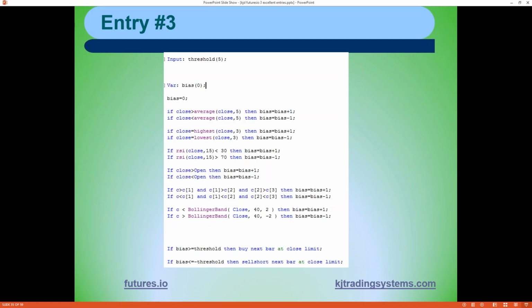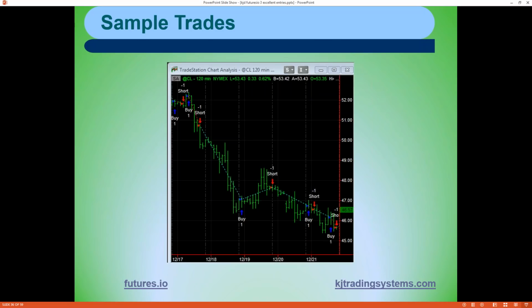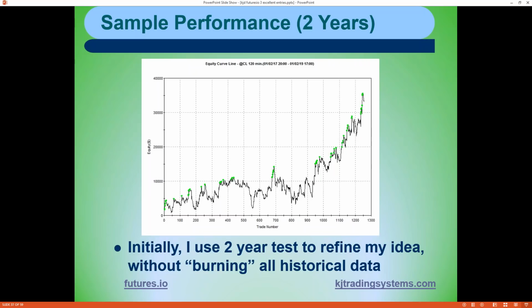But it's a neat idea, because I think it's easier to come up with little biases that you think have some merit rather than try to come up with everything all at once. Here's an example. The first couple trades are losers, but then here's a bunch of winners. There's some losers snuck in there, but it's just to show you that you can add up these little biases and get some successful trades. And here's the 2-year performance, and I just took 2 years at random.